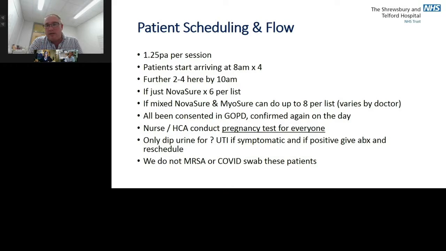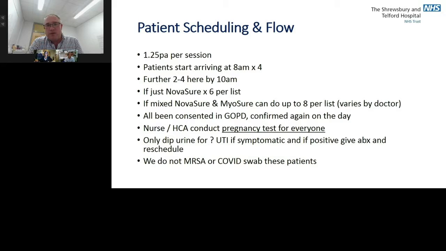In the UK, we pay surgical sessions in PAs, and we would offer 1.25 PAs for a session, which equates to around 5 hours of time. This includes seeing the patients prior to the procedure and performing the procedure and tidying up any admin afterwards. We start our list at 8 o'clock in the morning with the first 4 patients arriving then, and then we'll have a further 2 to 4 patients arrive around 10 a.m. so we can stagger them apart.